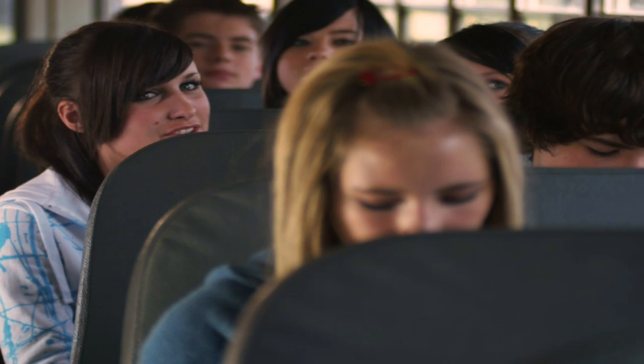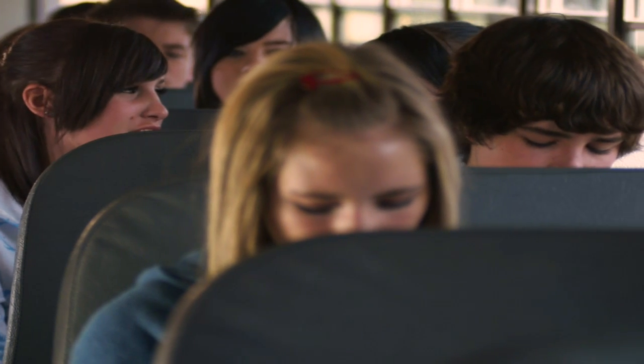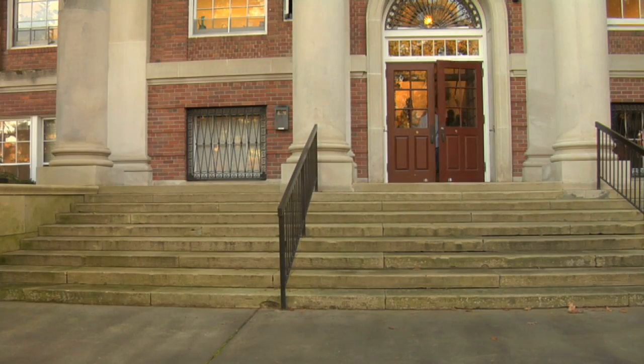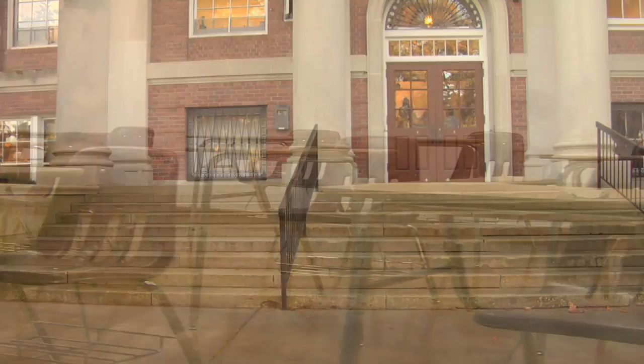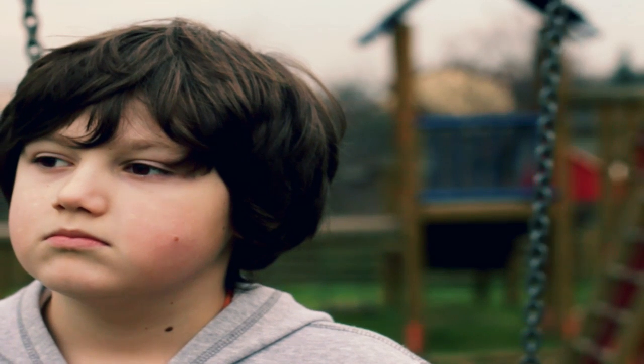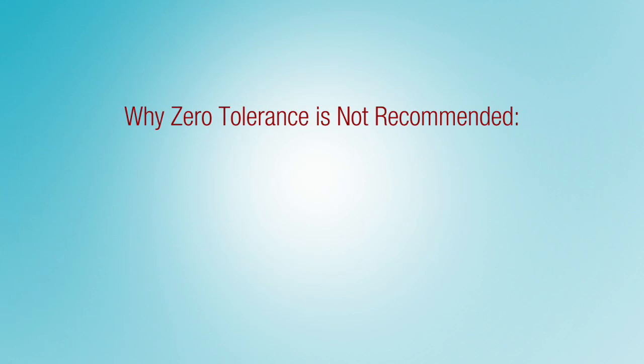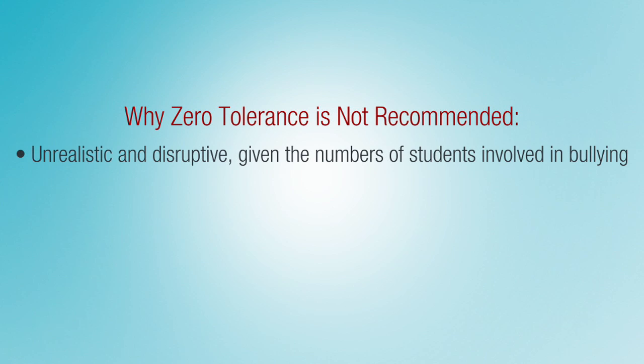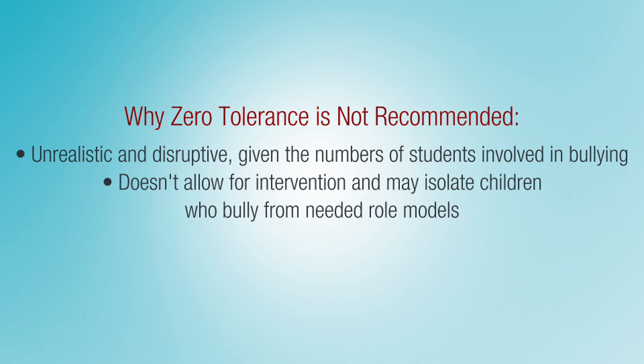Zero tolerance or 3 strikes and you're out policies are often used by schools in reaction to violent offenses, like carrying weapons or fighting. When it comes to bullying, zero tolerance is typically ineffective or can even make the bullying situation worse. Zero tolerance is not recommended because it's unrealistic and disruptive, given the number of students involved in bullying. It doesn't allow for intervention and may isolate children who bully from needed role models.